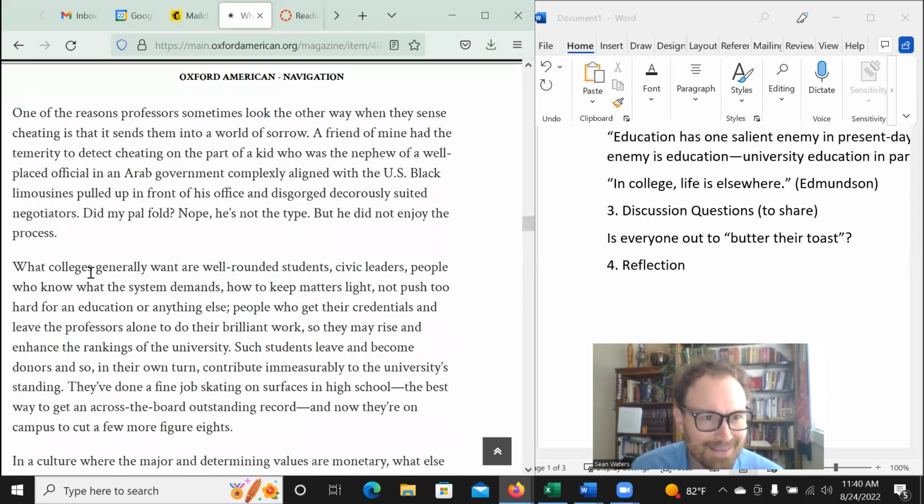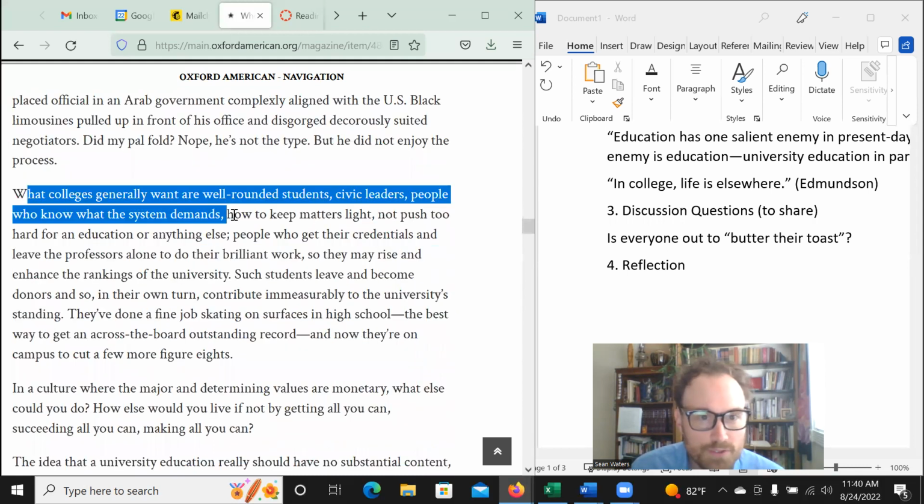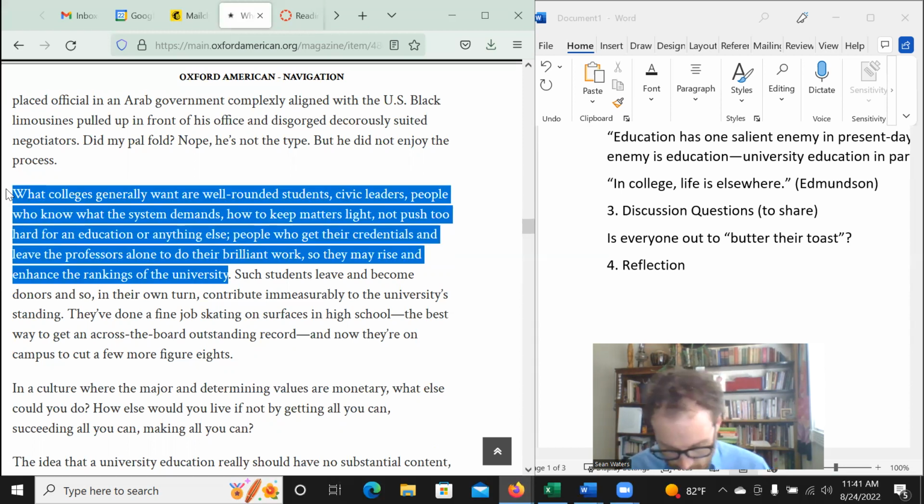I don't know about that. What colleges want are well-rounded students, civic leaders, people who know what the system demands, how to keep matters light, not to push too hard for an education or anything else. People who get their credentials and leave the professors alone to do brilliant works. They may rise and enhance the rankings of the university. It's a pretty long quote.